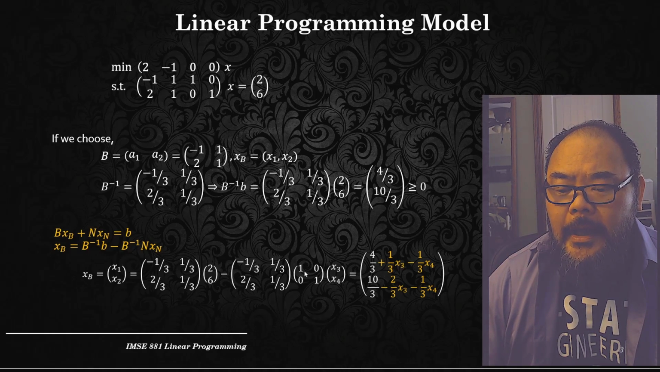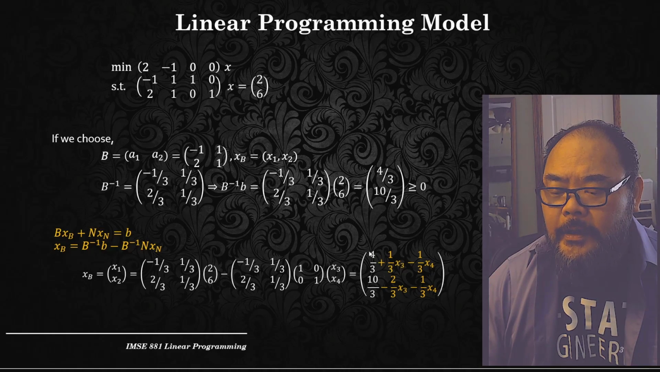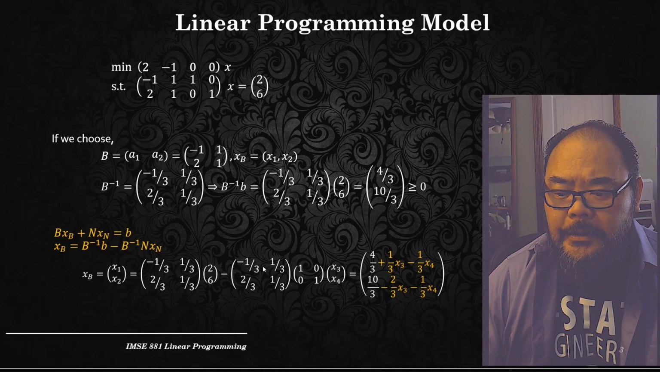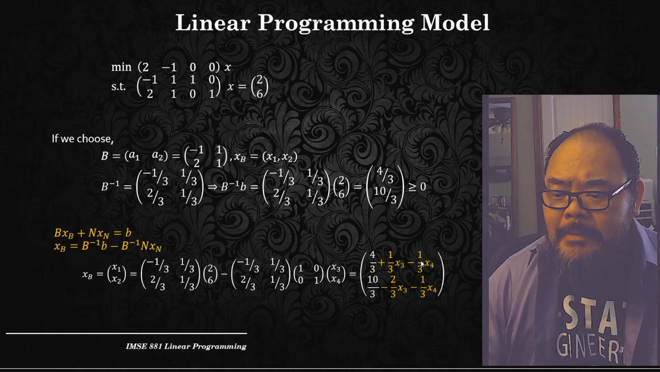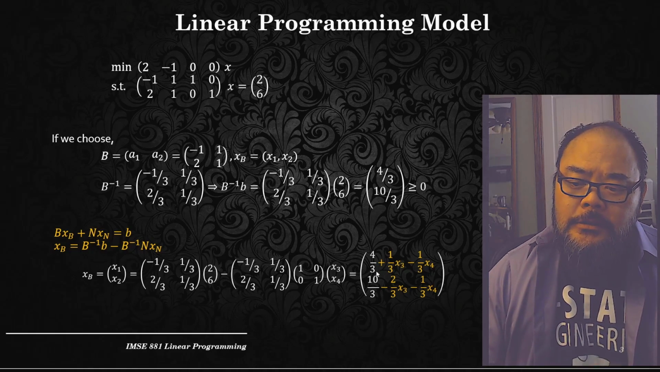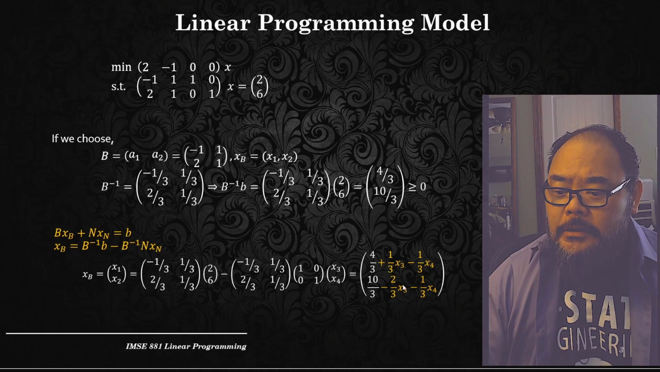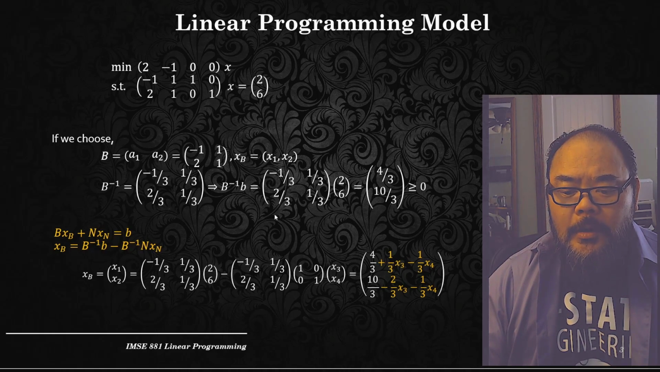Once we multiply out, we can find it's 4/3 right here, plus 1/3 of x3, minus 1/3 of x4, and 10/3 minus 2/3 of x3, minus 1/3 of x4. So this is the equation, but currently x3 and x4 are zero, so this part, the yellow part, is actually zero.